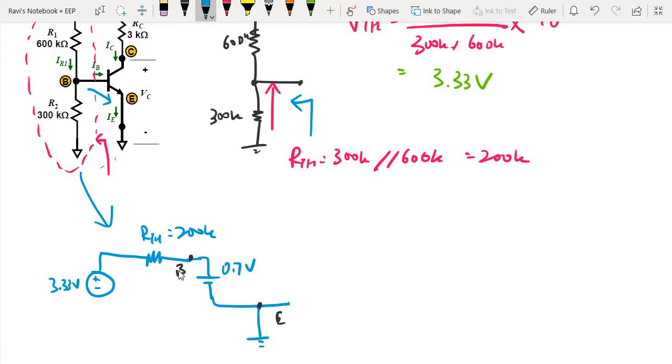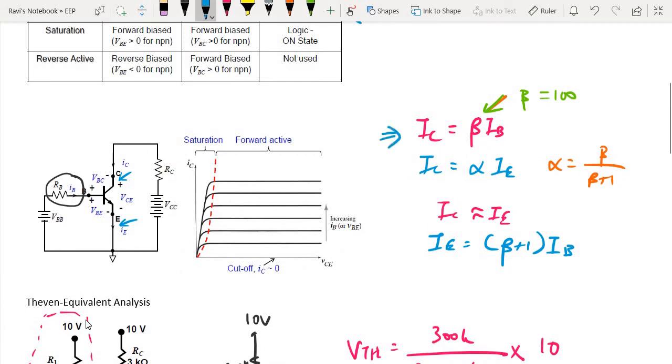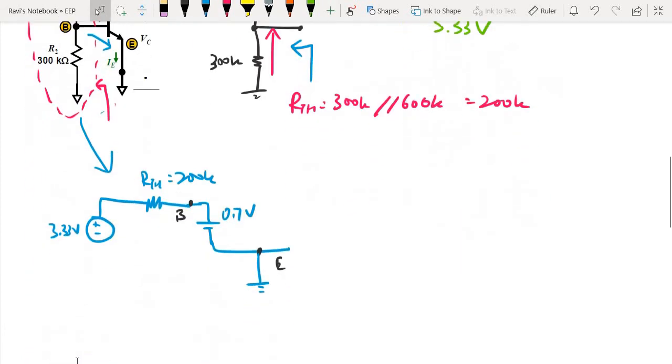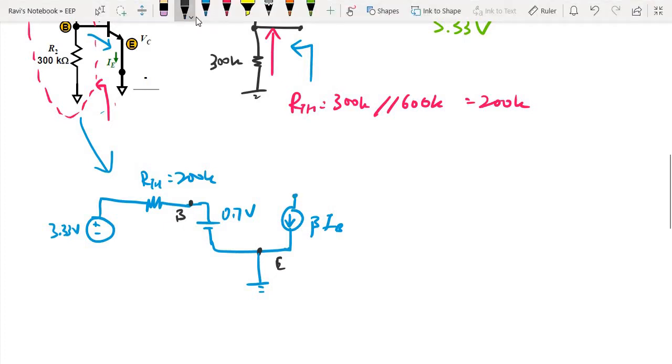And over here is the collector, and as we have seen in the formula here, IC is given as beta IB. So the current that is going to flow from the collector side is actually an amplified current. So this is beta IB, and this is your collector over here. And at the collector side, you still have a 3K resistor.